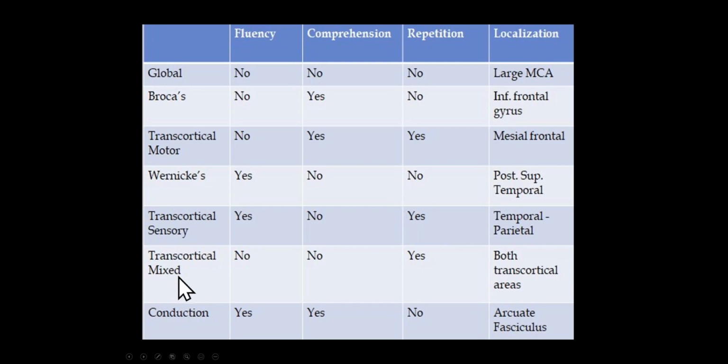Now, if we have a really large watershed stroke that affects both transcortical motor and transcortical sensory areas, this looks like a global aphasia. They're not fluent, they can't comprehend, but again, they may echo some words back, so they can have some intact repetition. And a conduction aphasia, really rare, is a small stroke affecting the arcuate fasciculus. Patients come in with some vague language difficulty, and the main difficulty on exam is they're very poor at repeating sentences, because that requires understanding the command to repeat in Wernicke's, but then moving it forward to Broca's area, which they can't do very well.